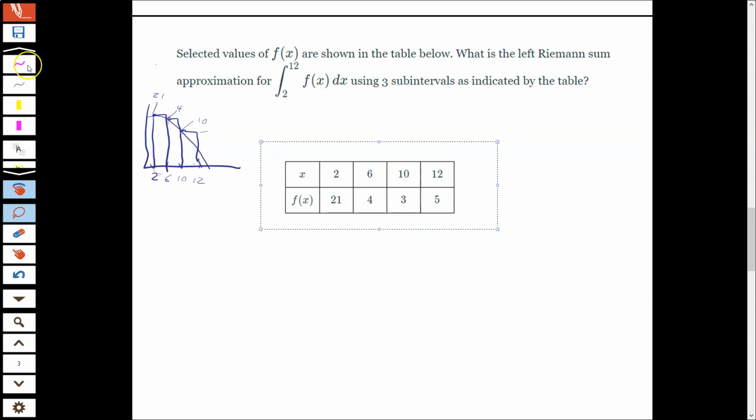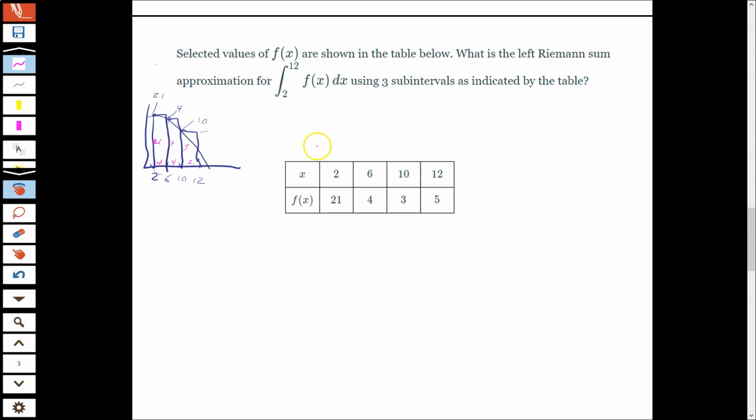Okay, so let's look at the area of each rectangle. So from 2 to 6 is 4, and then the height is obviously 21. From 6 to 10 is 4. The height is also 4. This is not to scale, obviously. And then from 10 to 12 is 2. The height is also 12. Oh, sorry, the height is 3.